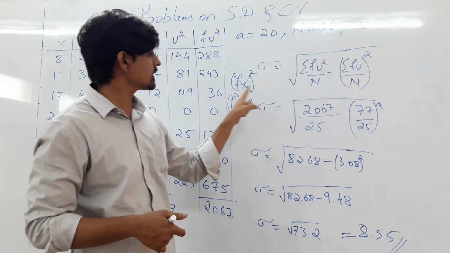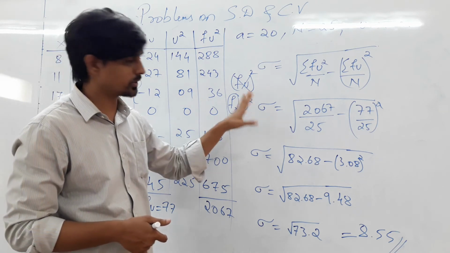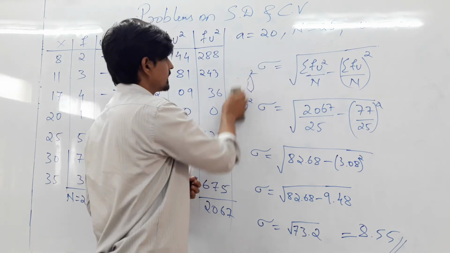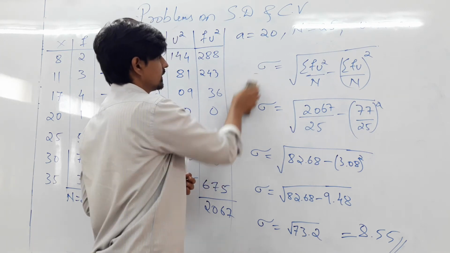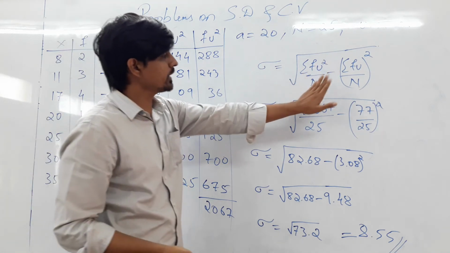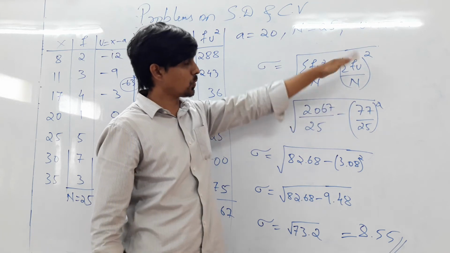So it is not fu whole square, it is f into u square. By seeing this, we can see what is there, what is not there. Now, f into u square divided by n minus summation fu divided by n whole square.